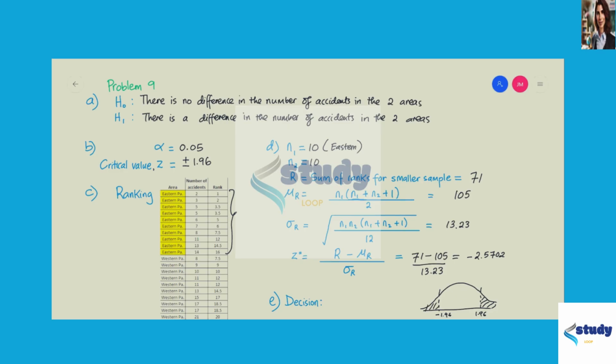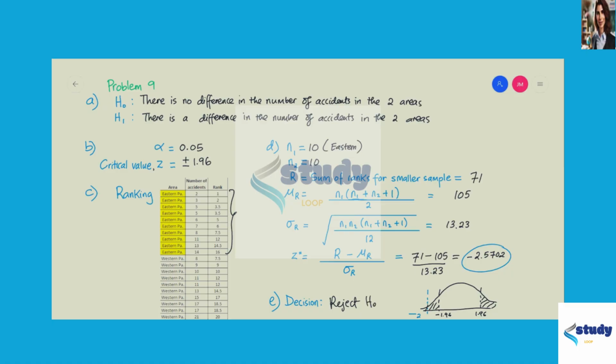So the value of the calculated Z is negative 2.57, which is to the left of negative 1.96. So in this case, we find that the calculated value of Z is within the critical region, and for that reason, we are going to make the decision to reject the null hypothesis H0.